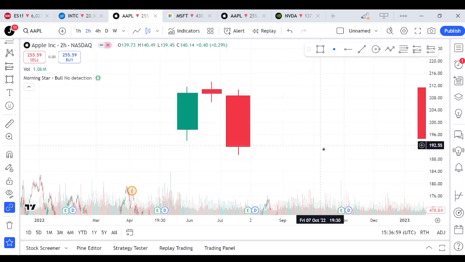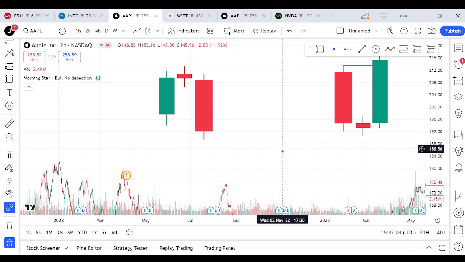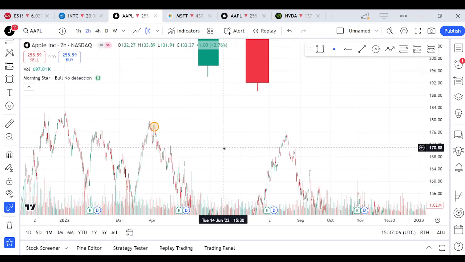So let's quickly look at our charts and try to spot these 2 candlestick patterns.